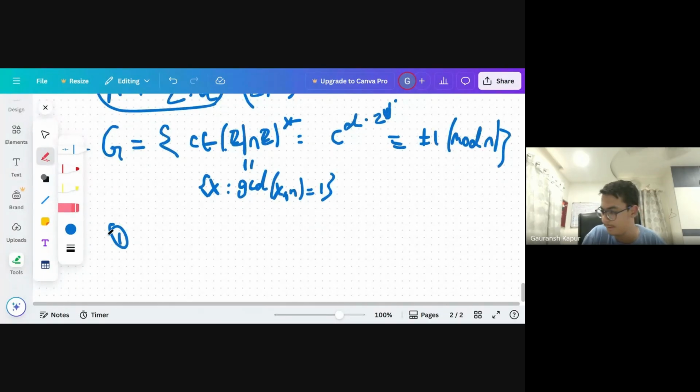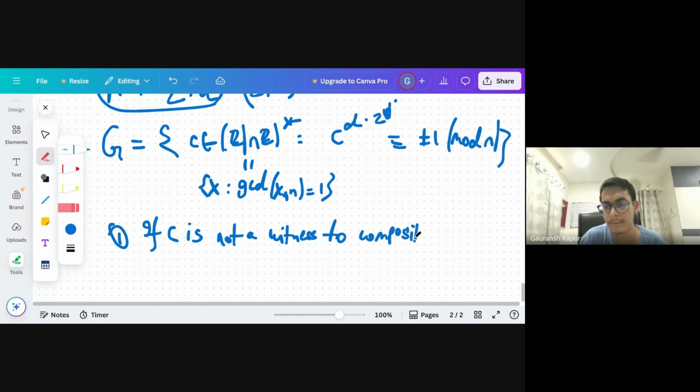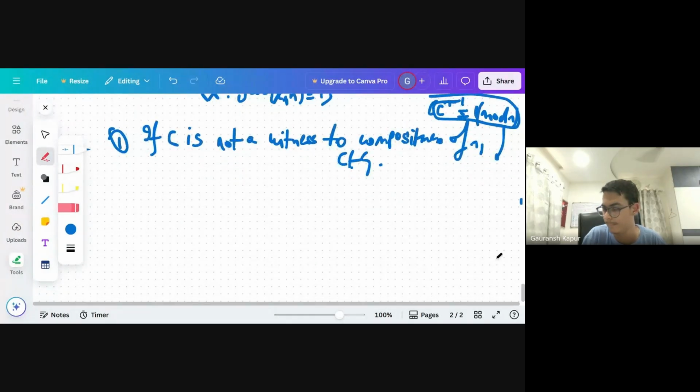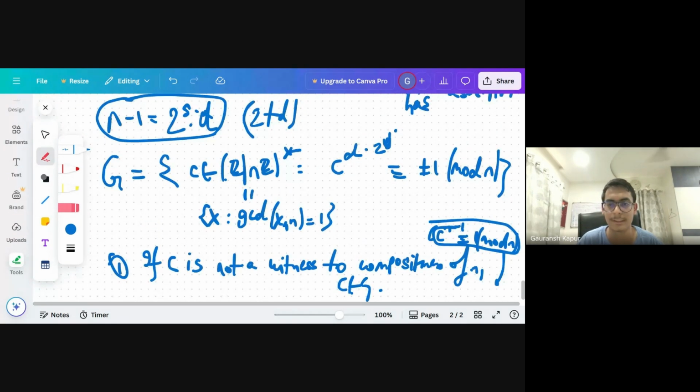The first thing is that if c is not a witness to the compositeness of n, then c is in G. So basically what I'm trying to say is if c satisfies c^(n-1) congruent to 1 mod n, then c must be in this group. That's what I'm saying. So yeah, this is easy to check. I mean, you guys can check this out.